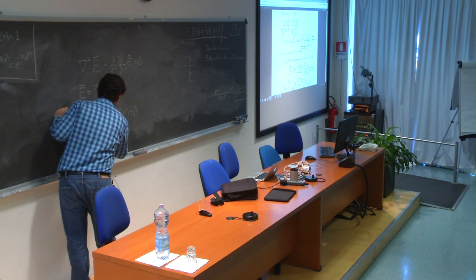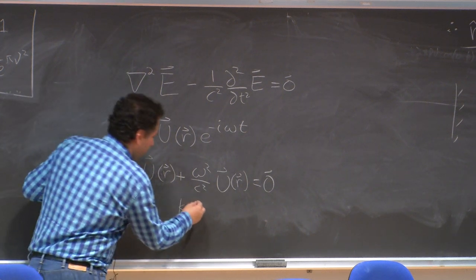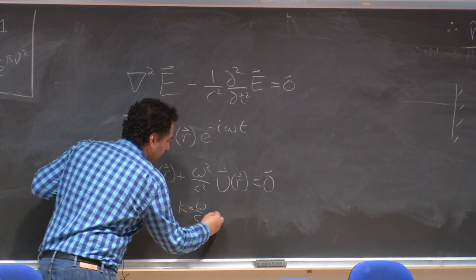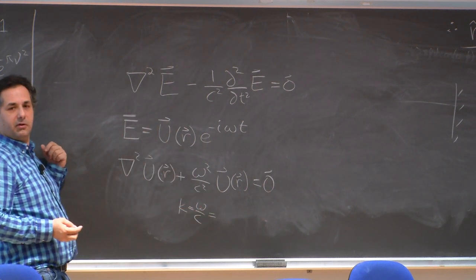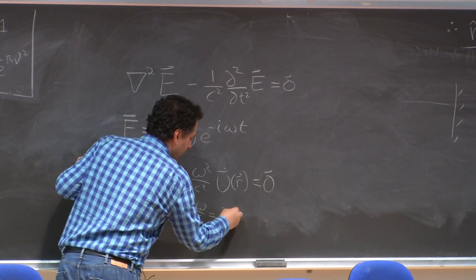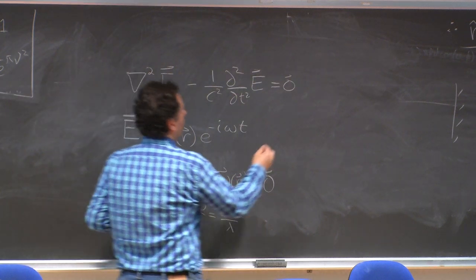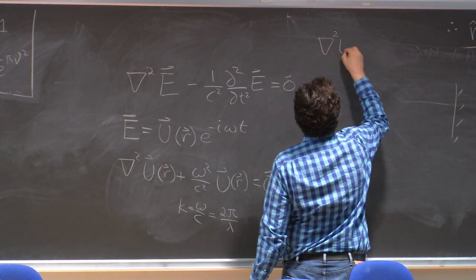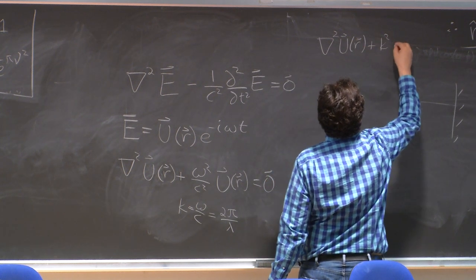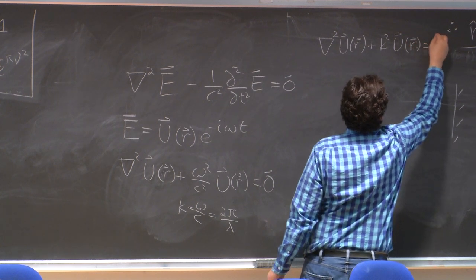And we call k equal to what? Omega over c. So I can call this k squared, and it's also equal to what else? 2 pi over lambda, the wavelength. So I can write this as the Laplacian of u of r plus k squared u of r equals 0.